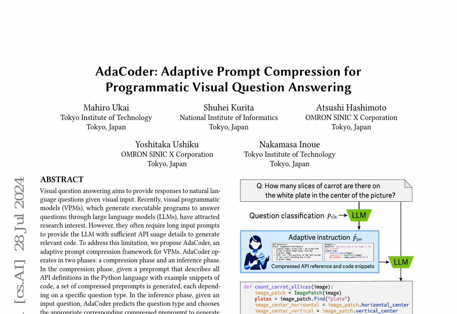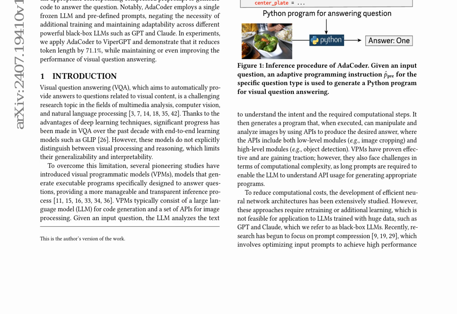The AdaCoder framework is a novel adaptive prompt compression framework for visual programmatic models, VPMs, that generates executable programs to answer questions through large language models, LLMs. It operates in two phases, compression and inference. In the compression phase, a set of compressed preprompts is generated for specific question types.